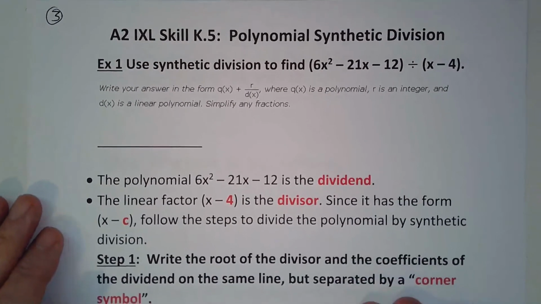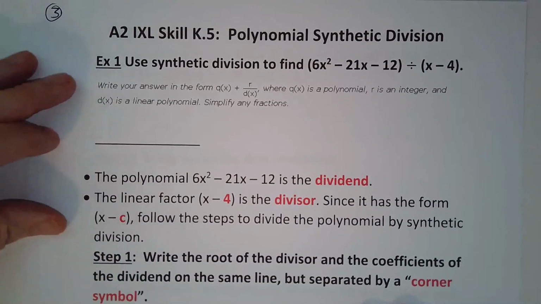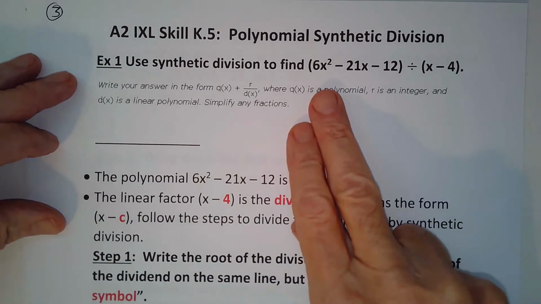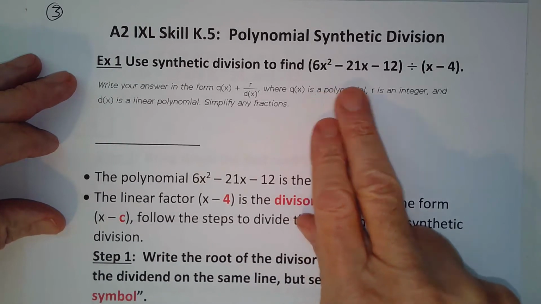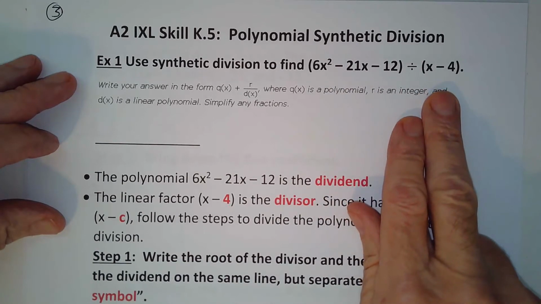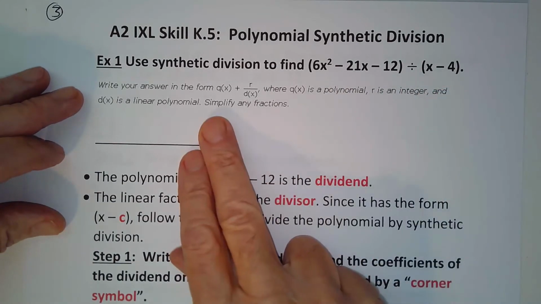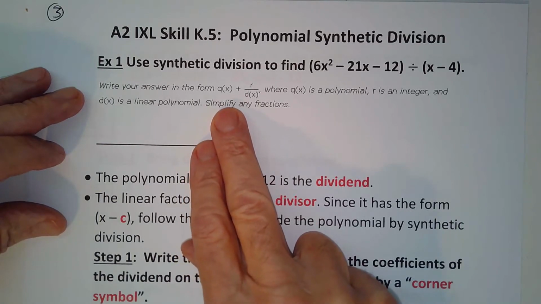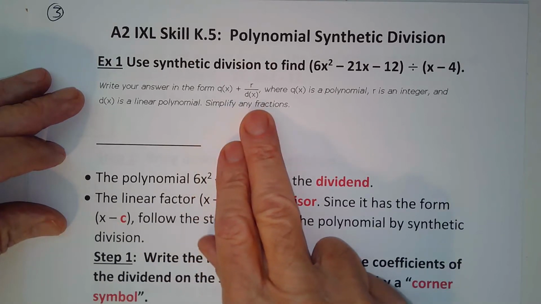All right. So now we go to the first problem. So in this case, it's 6x squared minus 21x minus 12. So we're going to take this and we're going to divide by x minus 4. All right, so we're going to write the answer in the form of the quotient, which is basically the whole number answer, if you will, plus some fractional remainder, which is divided by the divisor.